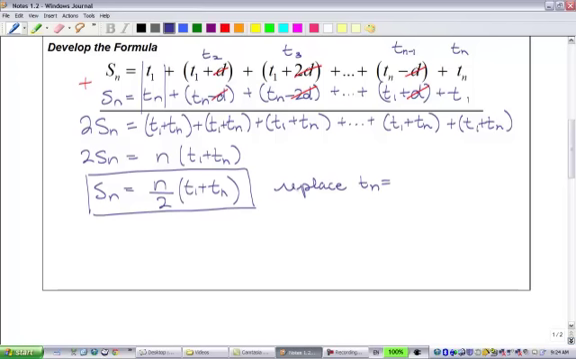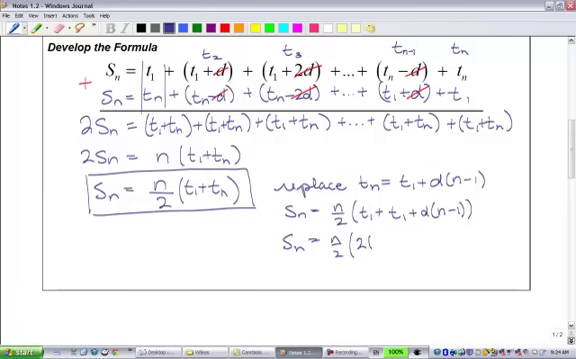Well, we know from yesterday that t sub n is t_1 plus d times n minus 1. Let's make that replacement. So S_n would be n over 2 times t_1 plus t_n. Well, t_n would be t_1 plus d times n minus 1. And just grouping like terms here, the t_1 and t_1, we get 2 t_1 plus d times n minus 1.